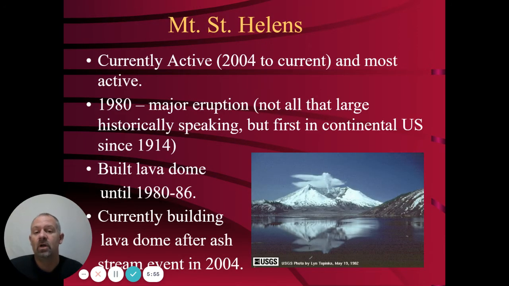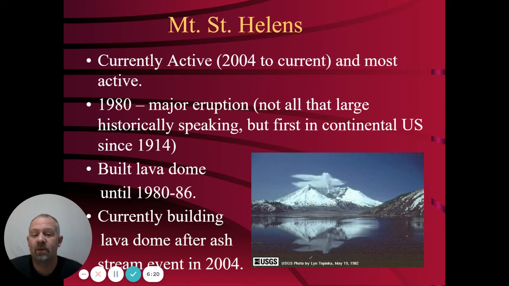Okay, so Mount St. Helens. Let's talk about Mount St. Helens first. That's the one that people know the best. I mean, it's probably the most famous of any volcano, maybe, I don't know if you can say in the world, but at least in the United States. And it sits a little bit northeast of us. It's currently active, 2004 to current, and it's obviously the most active of any volcano in the Cascade Range.